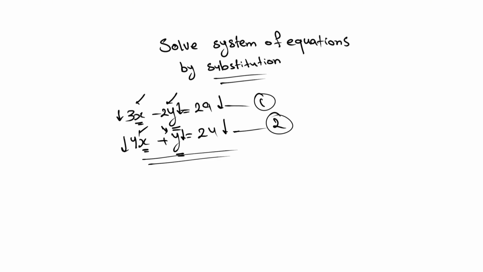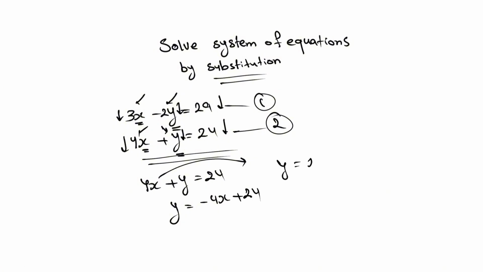I'm going to say 4x plus y equals 24. Here I'm going to substitute y in the first equation, so I'm going to shift the 4x here, so y equals what? Minus 4x plus 24. You can say y equals 24 minus 4x. Both correct, by the way, okay? So if you choose this or this, they are both the same.